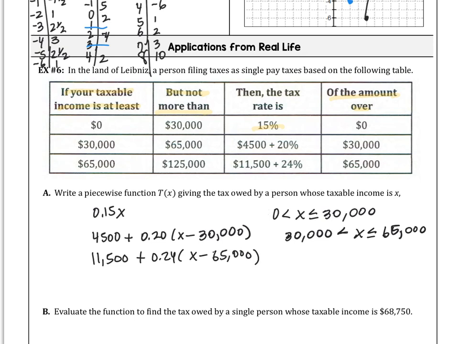And we could clean this up a little bit and combine our like terms and not have this parentheses and distributive property going on, but, oh wait, I need to put the 65 on the other side. So this would be between 65,000 and less than or equal to 125,000. Okay, so normally when you see a piecewise function, you'll have several pieces. The domain restriction is going to be there and let you know what you need to worry about.